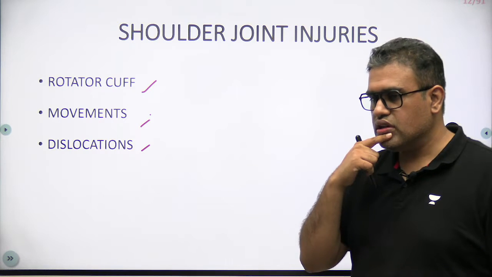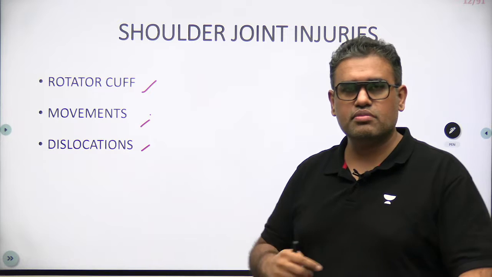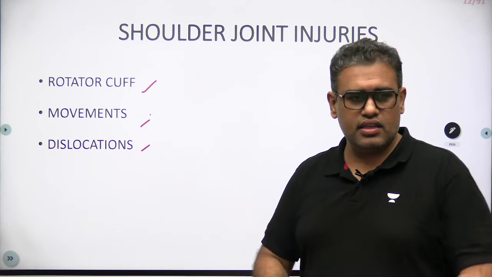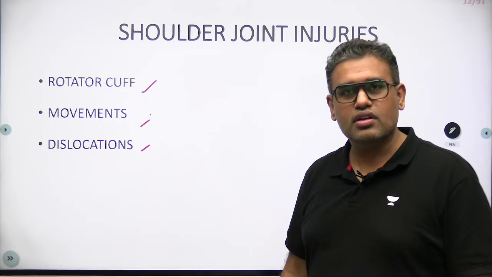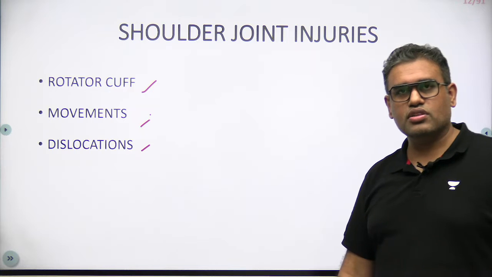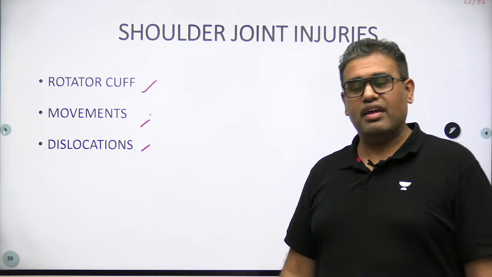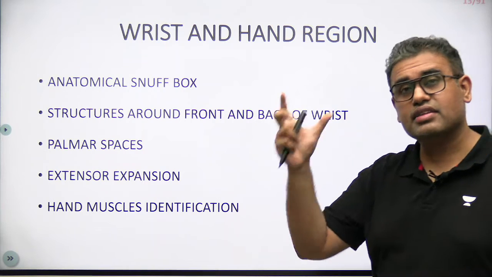Recently I saw a video of our Indian cricket captain Mr. Rohit Sharma. He had some shoulder dislocation, I guess, on the field, and he reduced it right on the field. There was a small clip of that which I saw. So see, if he can do it, then we should at least know, and it is a very, very commonly dislocated joint.